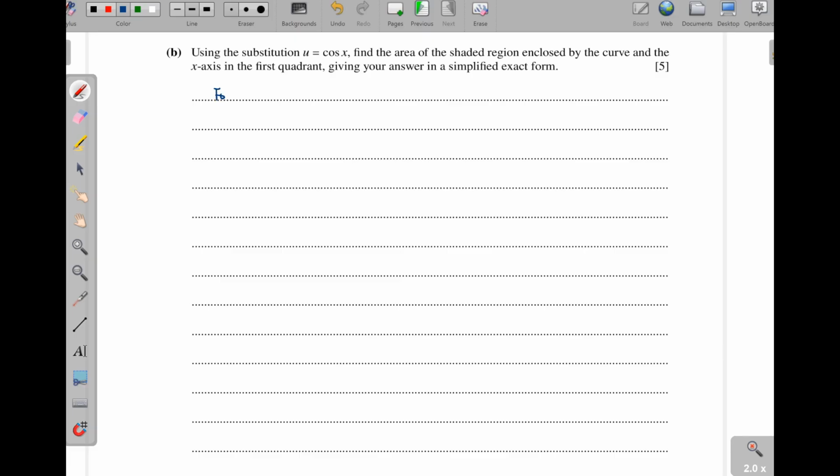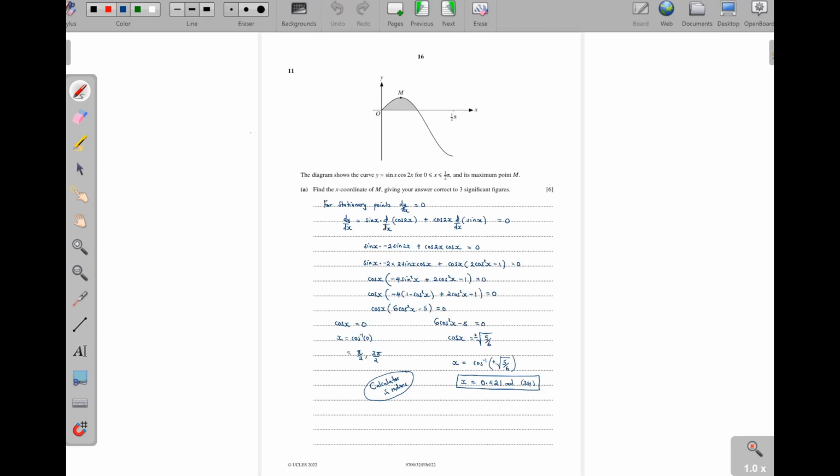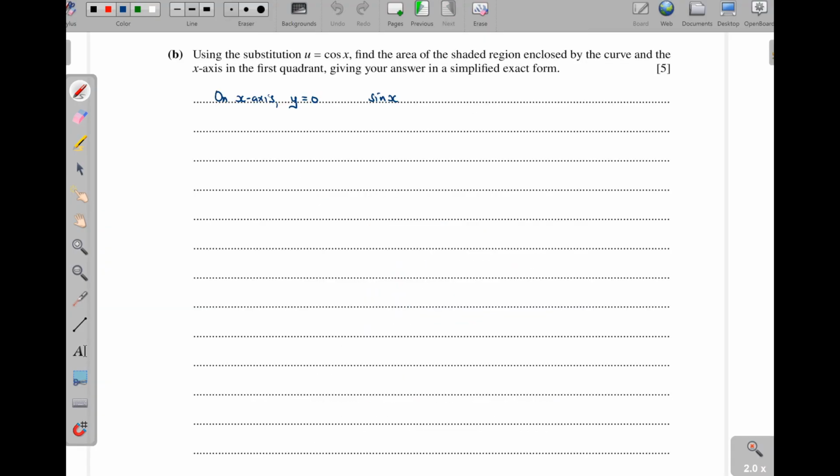It crosses the x-axis, and we know that on the x-axis y is equal to 0. Our y was given as sine of x, then sine of 2x. Or was it sine or cosine? Let me check. It is cosine. So sine of x, then cosine of 2x. This one is equal to 0.